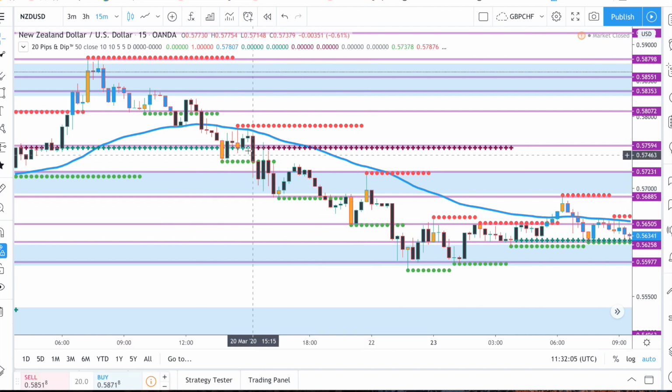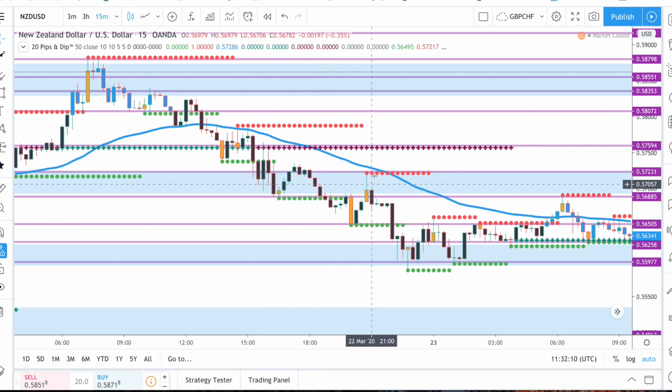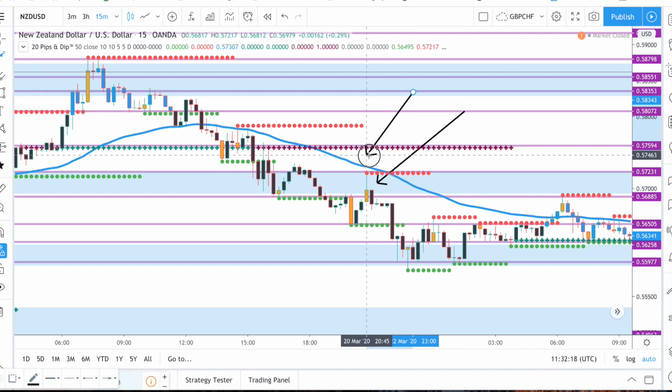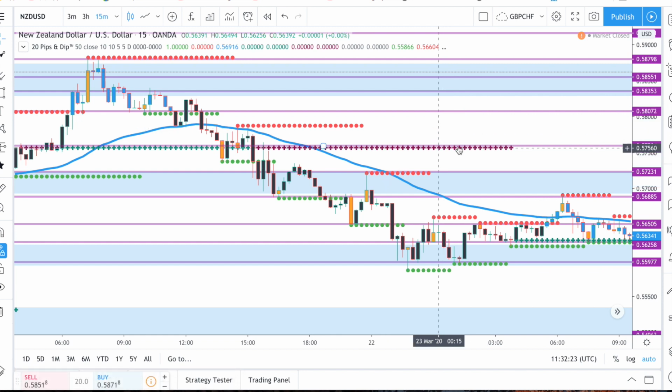So just imagine, as the market broke this zone and this structure, what did it do? It pulled right back to the 50. So if you would have had a pending order, you could have entered right there, placed your stop loss where the market has not been. And that's obviously in a downtrend.